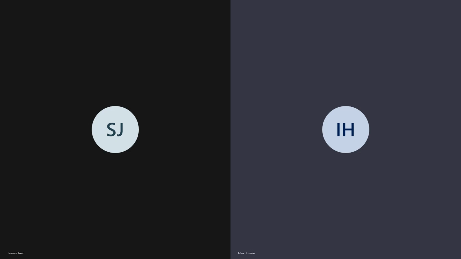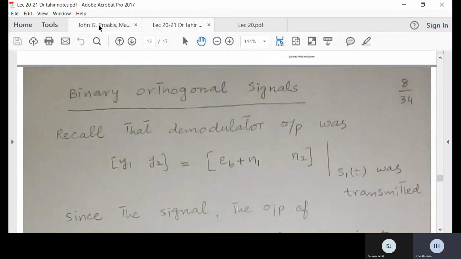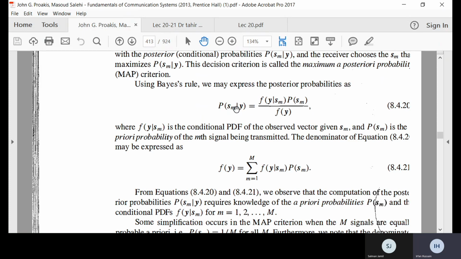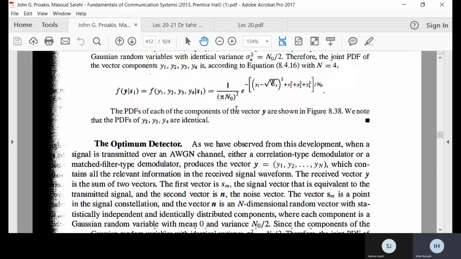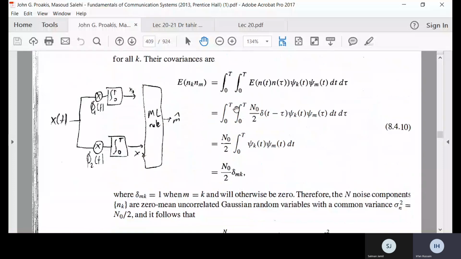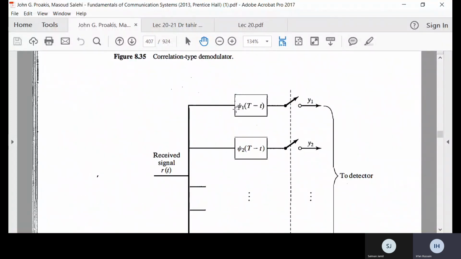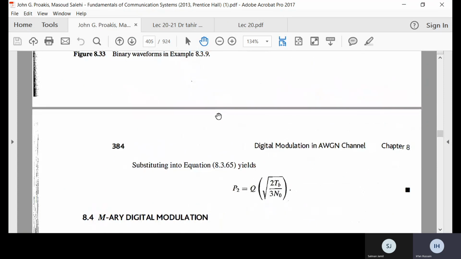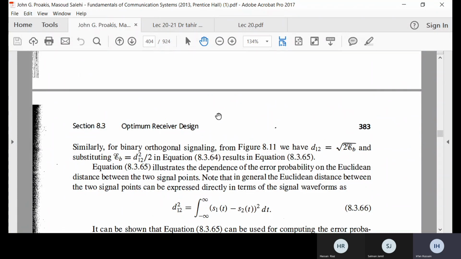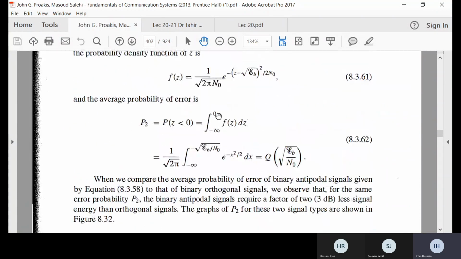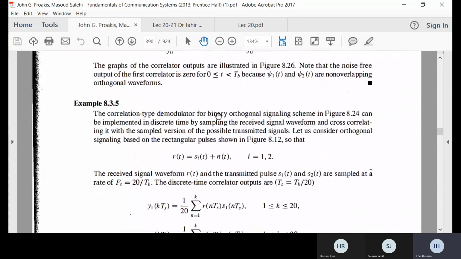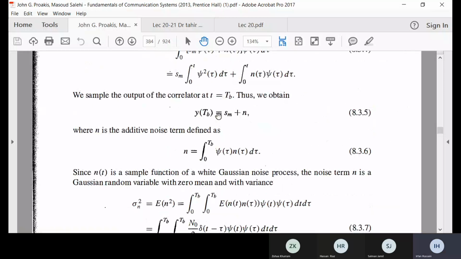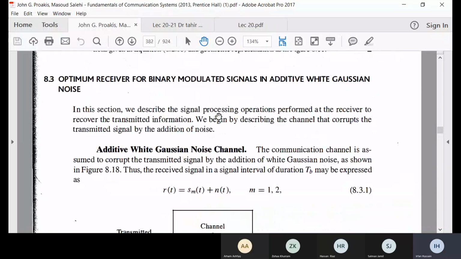If you could remember, in the last lecture, we were studying a correlator for binary, or two types of signals, or binary signaling. We saw that a correlator is a type of detector.